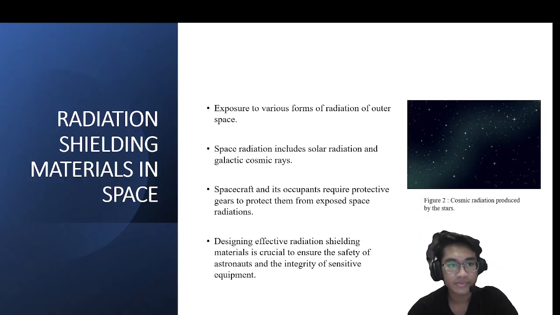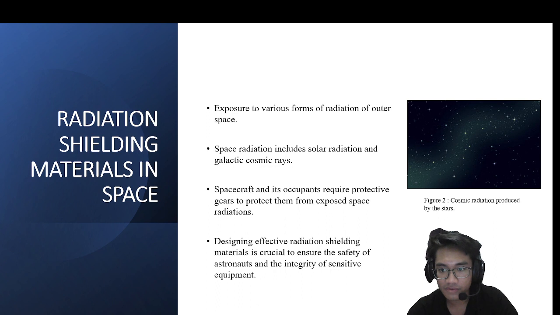Next, radiation shielding materials in space. In space, exposure to various forms of radiation is common and is a significant concern for both crewed and uncrewed missions. One of the biggest challenges of human spaceflight in deep space is the harmful space radiation environment. Space radiation includes solar radiation and galactic cosmic rays.